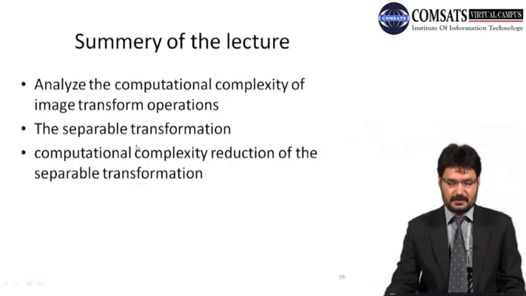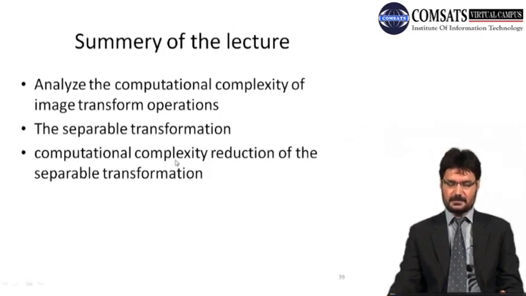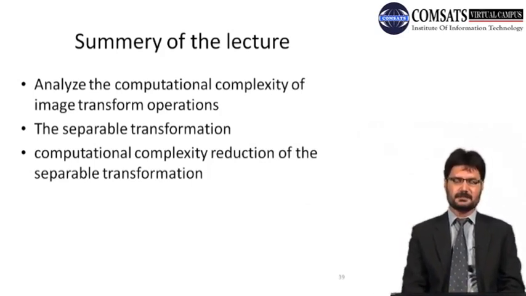So we summarize our lecture here. Today we learned to analyze the computational complexity of image transformation operations, and we also learned about separable transformations, what they are, and after that the computational complexity reduction of separable transformations. We also learned that if we want to apply the Fourier transformation, we need to transform it into the discrete Fourier transformation, and after that we also need the fast Fourier transformation for different operations.